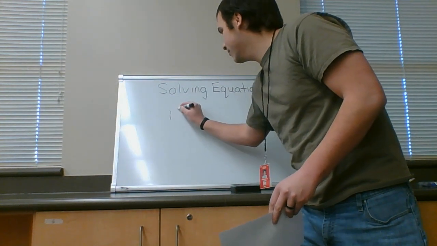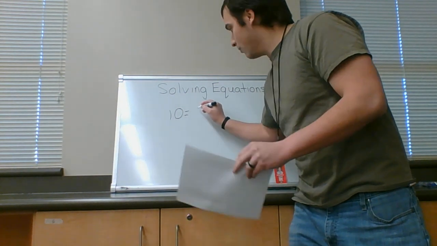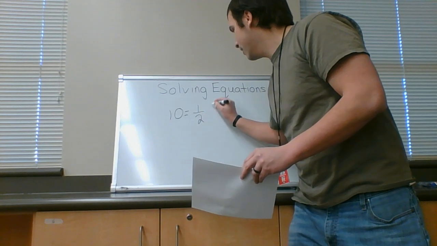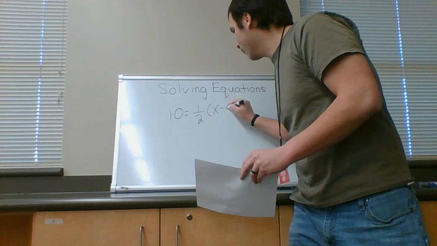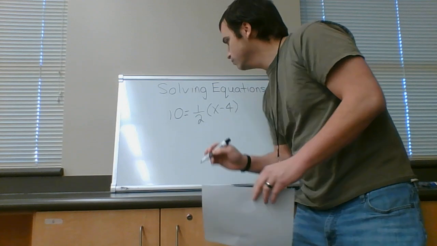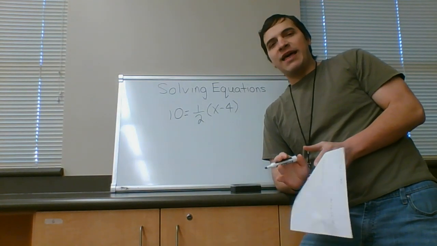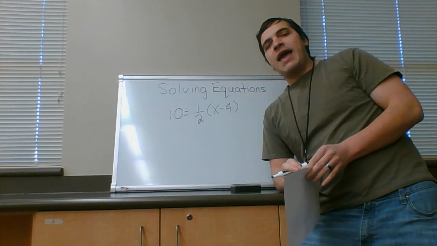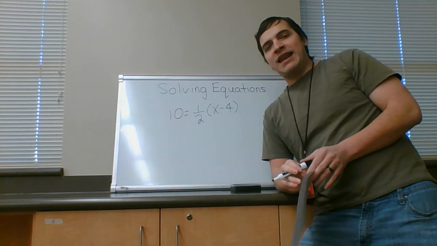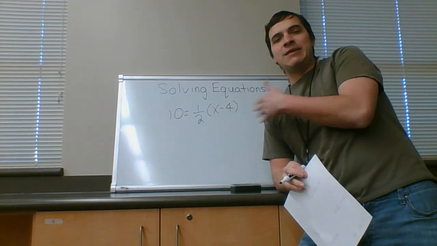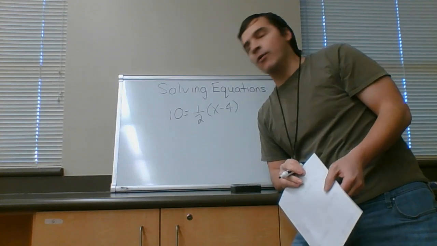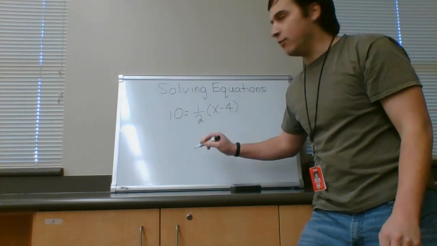It could be worse. 10 equals 1/2 x minus 4. All right. Now, most students do not like dealing with fractions. A method you could do to avoid that is to multiply everything by the denominator to make it all go away. The denominator is 2.